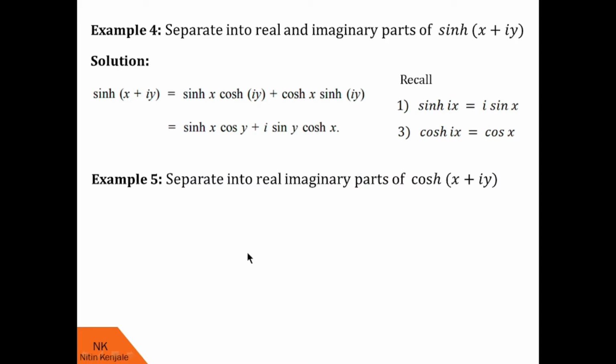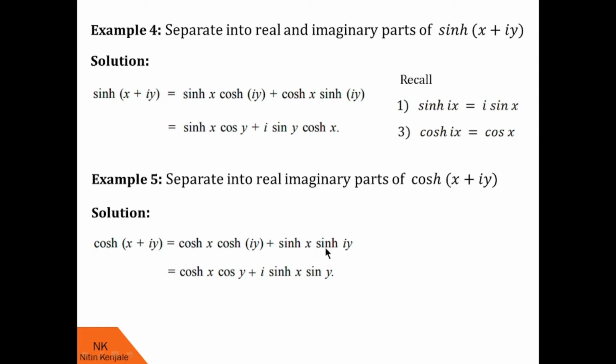Similarly, to separate into real and imaginary parts of cos h of x plus iy, we expand cos h of x plus iy as cos hx into cos h iy plus sin hx into sin h iy. Then using these relations, cos h iy can be written as cos y and sin h iy can be written as i sin y.